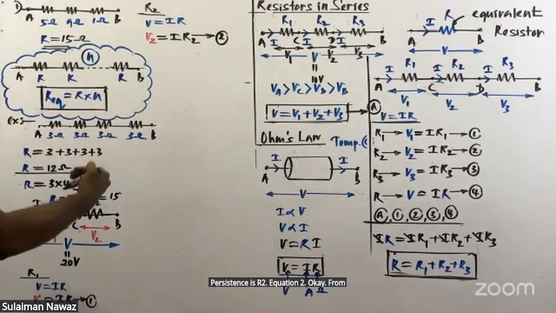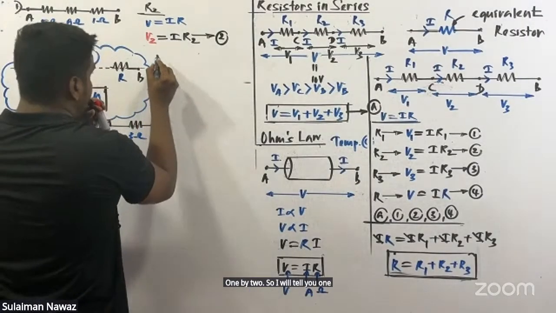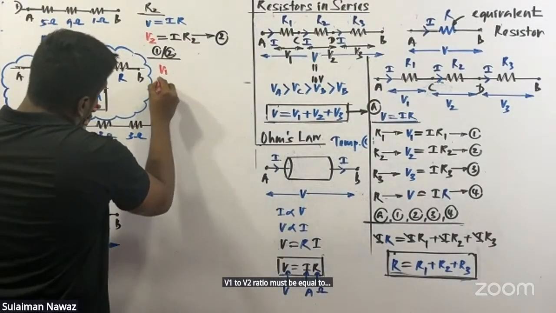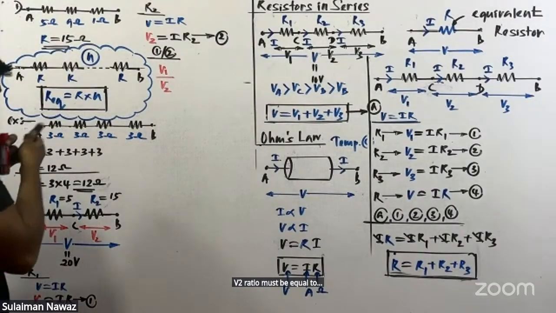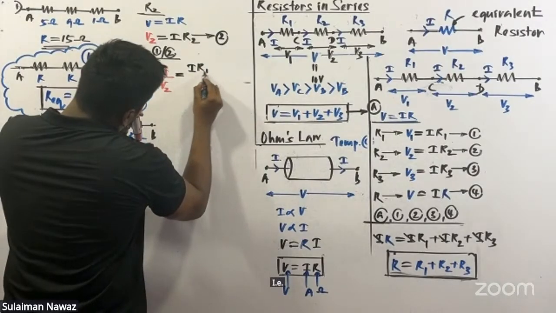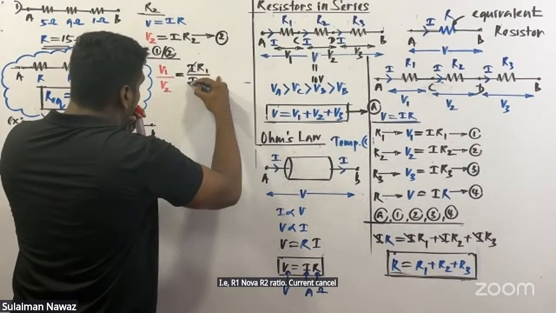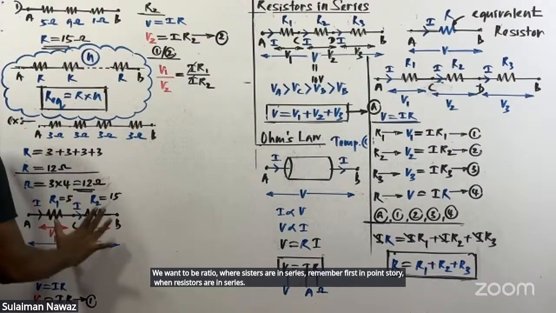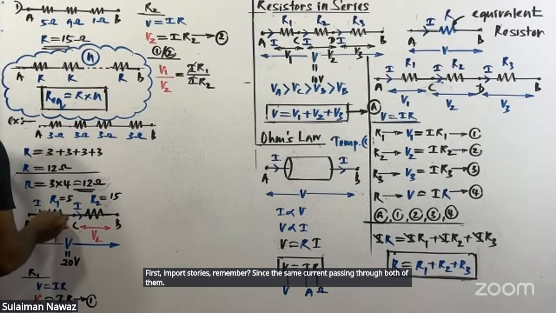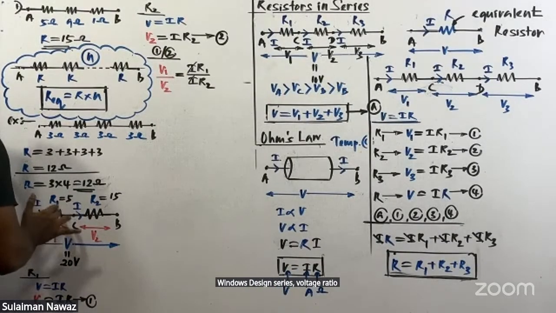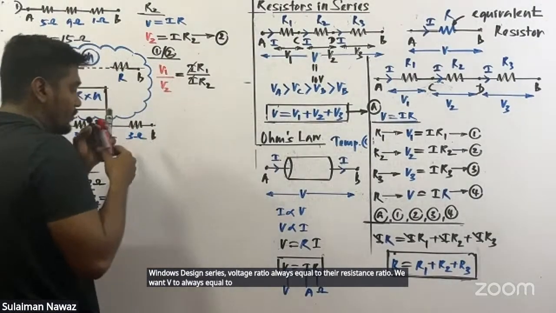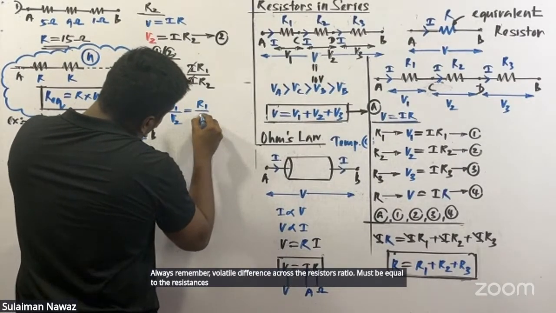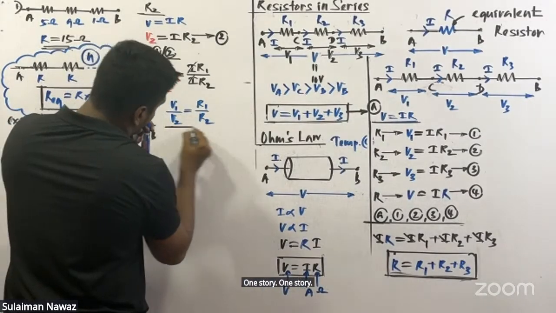From equations 1 and 2, I can divide 1 by 2. If we divide 1 by 2, the V1 to V2 ratio must be equal to IR1 over IR2. The current I cancels out. First important thing to remember: when resistors are in series, since the same current passes through both of them, the voltage ratio is always equal to their resistance ratio. V1 to V2 is always equal to R1 to R2. Always remember, the voltage differences across the resistors are in the ratio of the resistances R1 to R2.